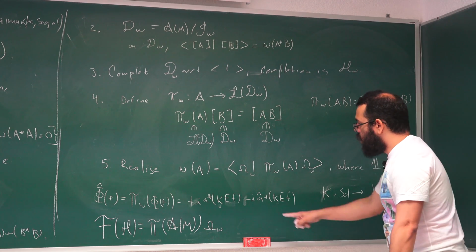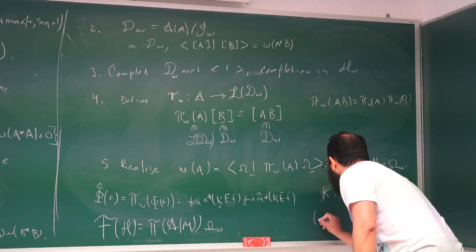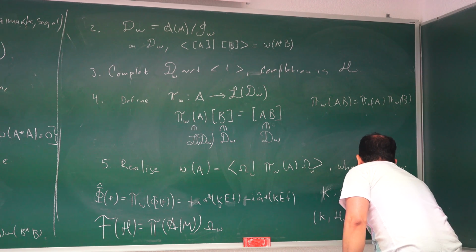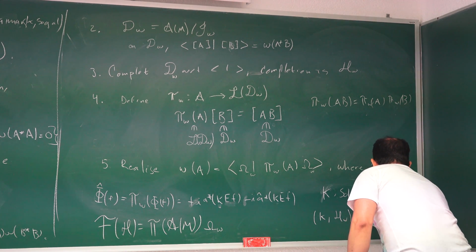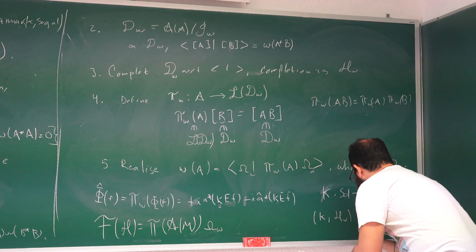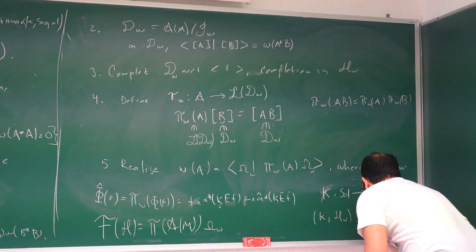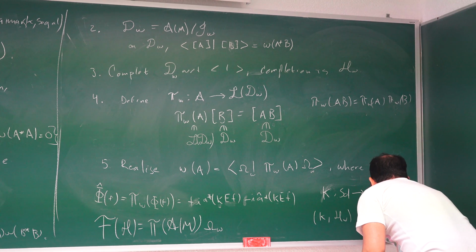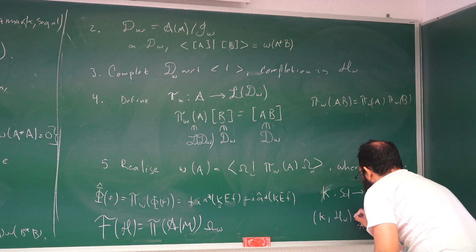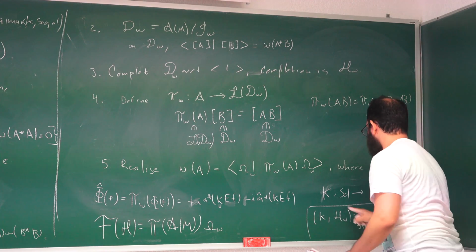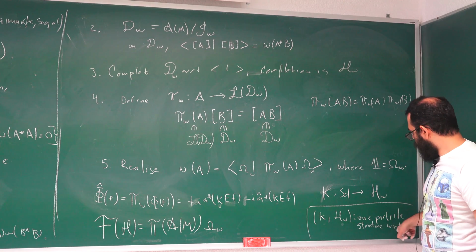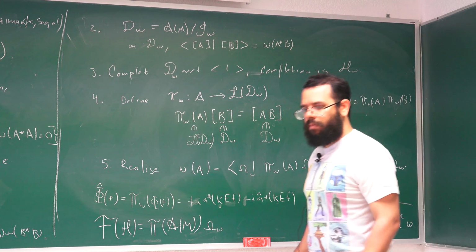By the way, just to give you some notation, this is called the one-particle structure. One-particle structure with respect to the state omega. Just a piece of notation. The K-map on the one-particle Hilbert space is known as a one-particle structure with respect to the state omega.